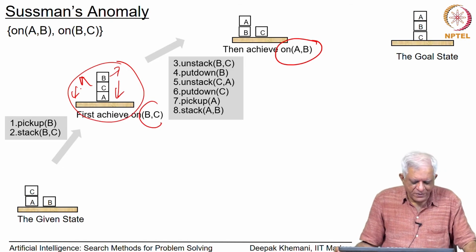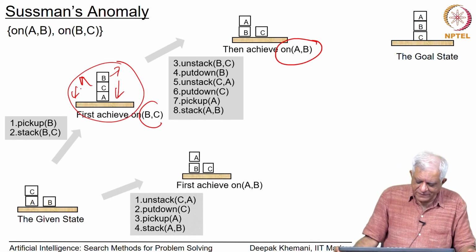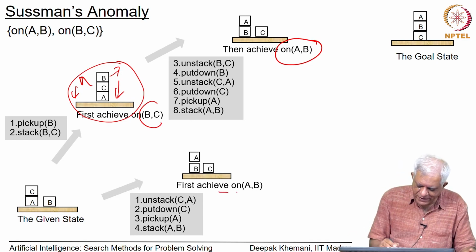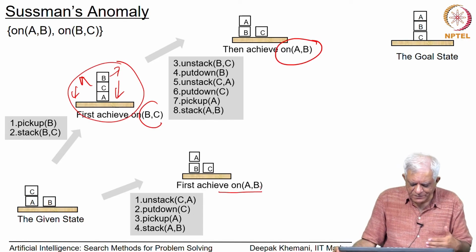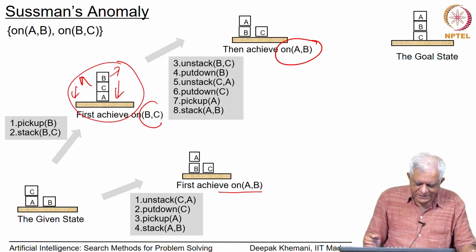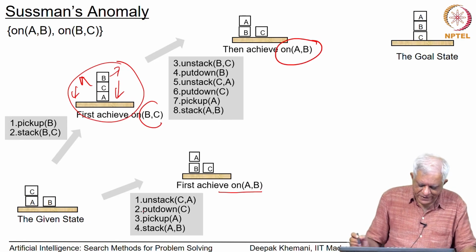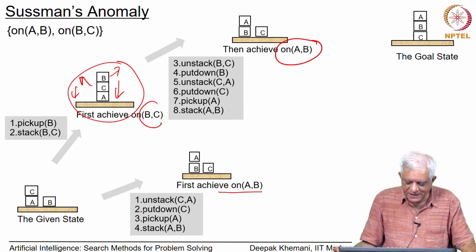The interesting thing about this particular problem given to us by Sussman is that the other order in which you first achieve on A B also does not work. So, let us go through that. You can see that if you want to achieve on A B, you have to first unstack C from A, put it down, then pick up A and put it onto B, and you will achieve this state where A is on B and C is on the table.